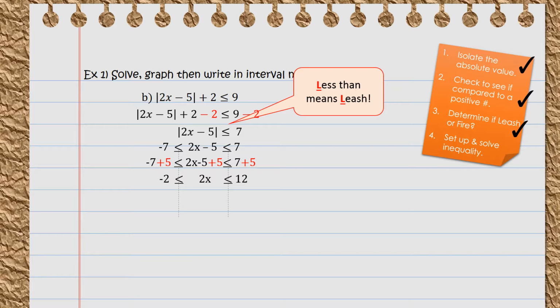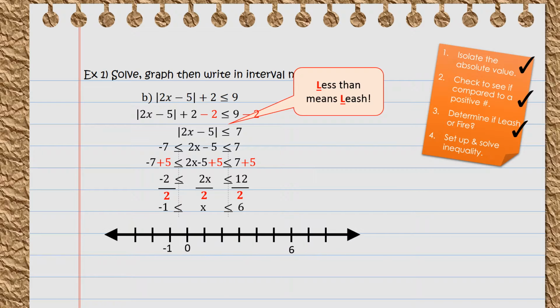Now again, focus on the middle. We want to get x by itself, so we must divide all three sides by 2 so we can get x alone, which gives us -1 is less than or equal to x, less than or equal to 6. Now that x is isolated, you have your solution. X has to be somewhere between -1 and 6. So we're ready to graph. Because imagine the dog walking, we must stay between -1 and 6.